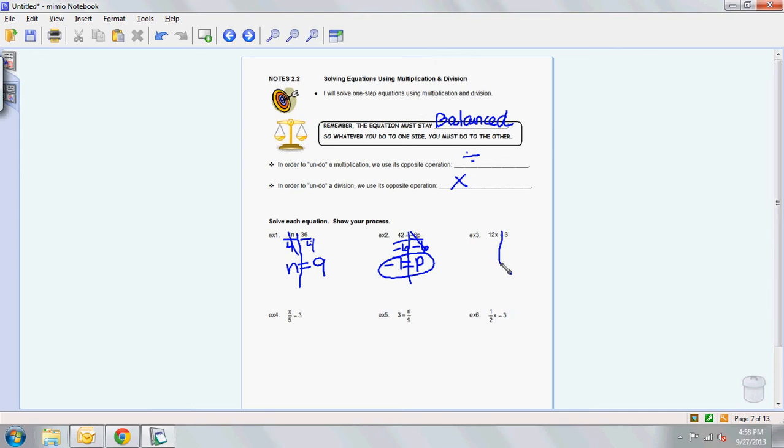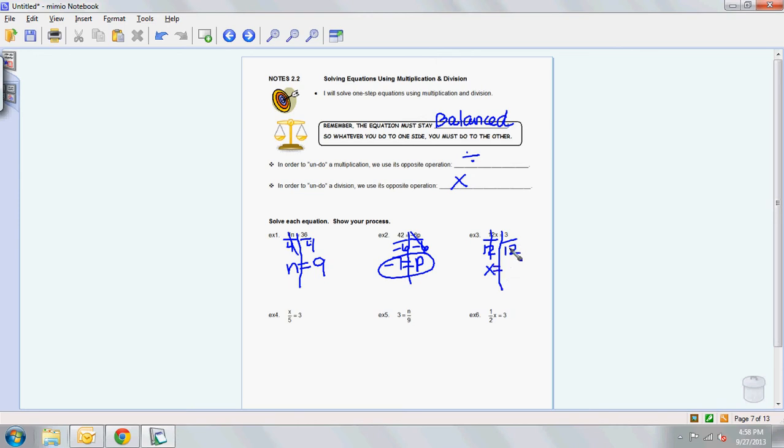All right, another multiplication problem. I'm going to draw my line. Divide by 12 on both sides, because that's what's by the variable. So x is equal to, now you might be thinking, oh, the answer is 4, but be careful. This is 3 divided by 12, which is very different than 12 divided by 4.